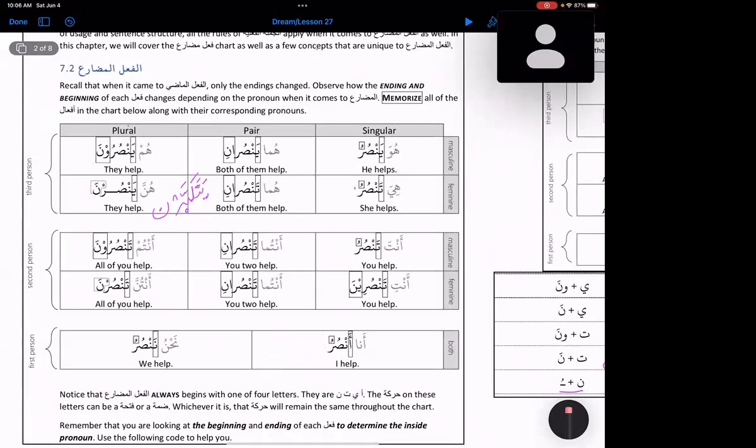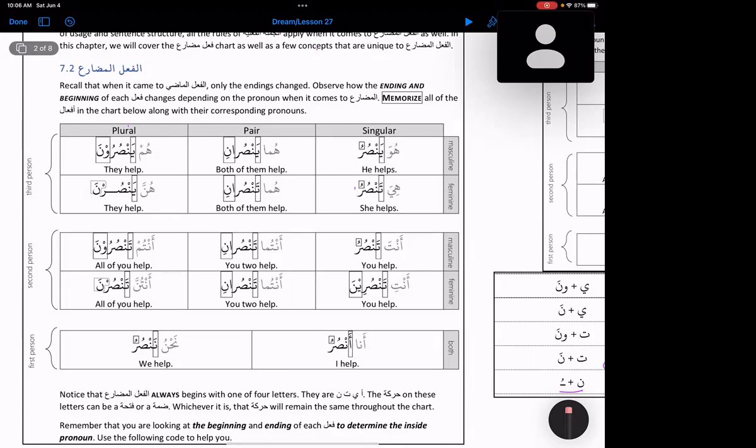Yastamsiku. Huma yastamsikani. Hum yastamsikuna. Hiya tastamsiku. Huma tastamsikani. Hunna yastamsikna. So just for hunna, we need to give sukoon on the last letter.